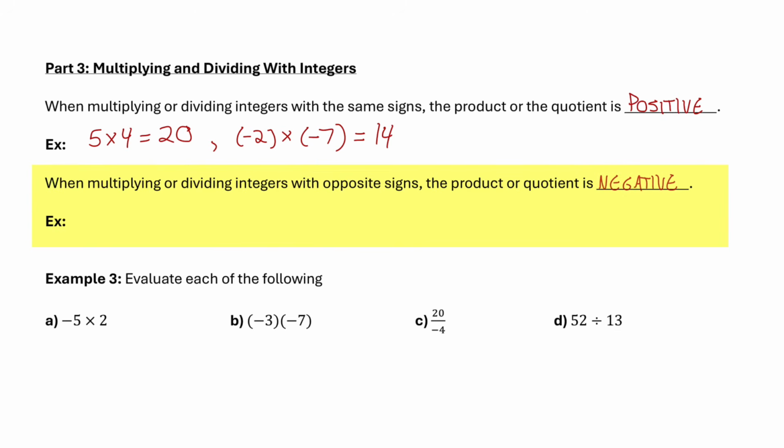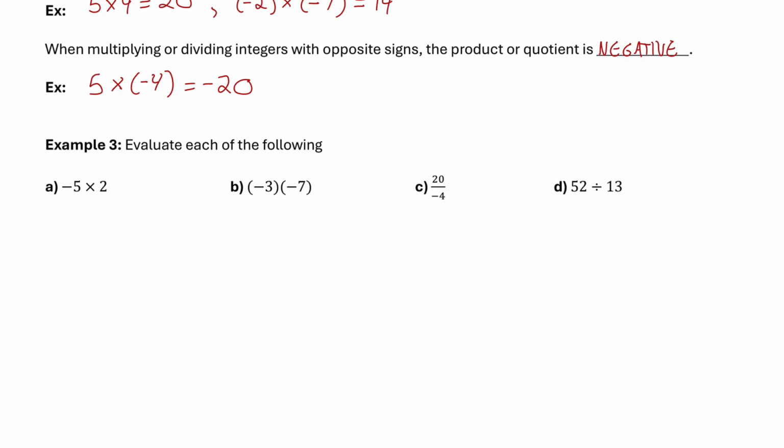And when multiplying or dividing integers that have opposite signs, the product or the quotient is going to be negative. So, for example, if we were doing 5 times -4, since those two integers are opposite signs, the answer is going to be negative. It will be -20. So let's do example 3 where we practice this.